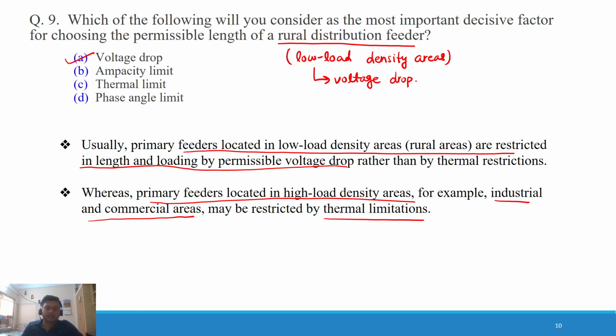While for thermal limitation, we will see for high load density areas. For high load density areas, the decisive factor for choosing the permissible length of the feeder will be the thermal limitation.